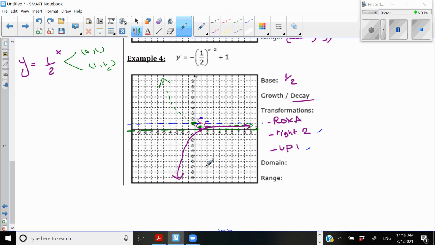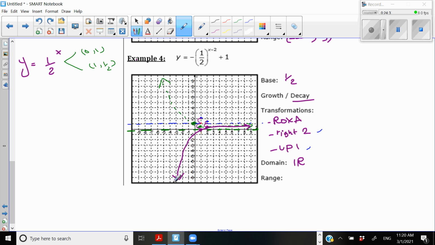Now, what is the domain? Left to the right, you see an arrow here and another one here. So it's continuing to the left and right side. So it's just going to be all real numbers. All real numbers. Range, I move from bottom to top.